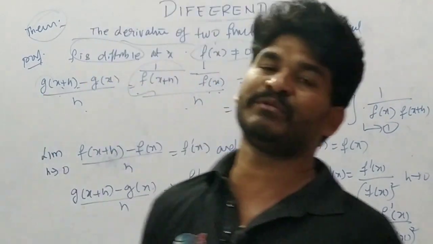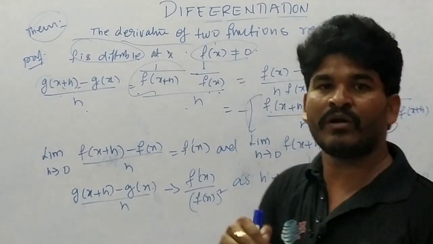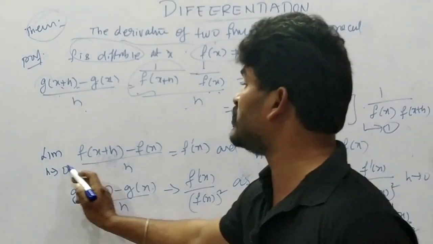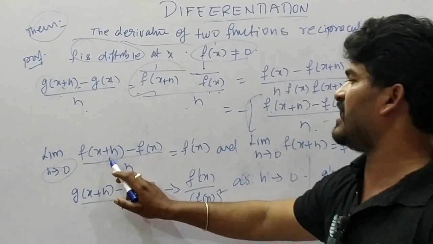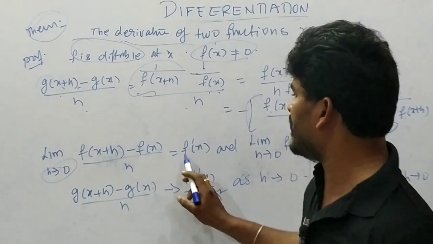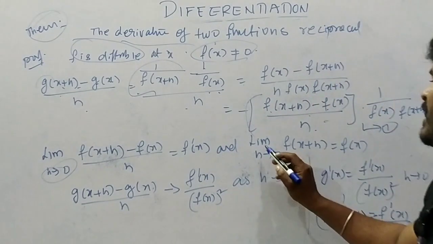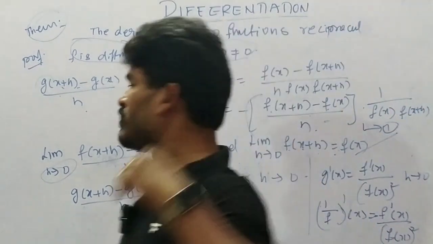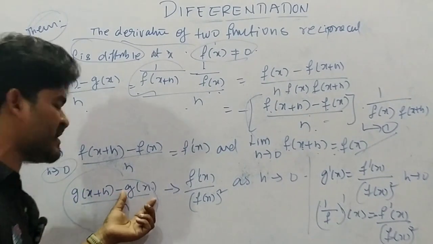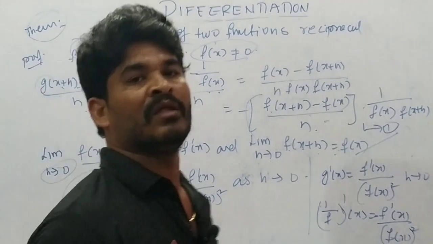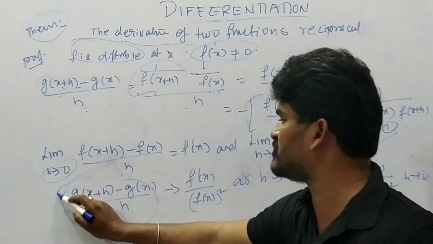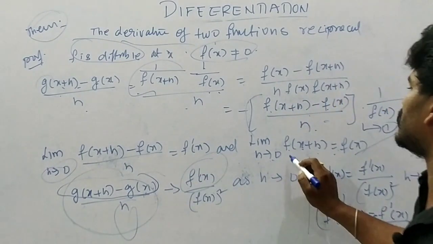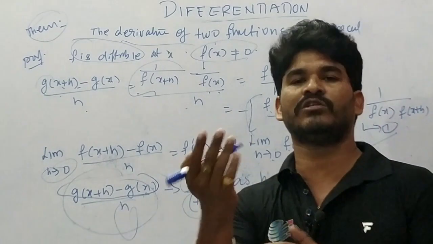Here we take the LCM. Therefore, we apply the limit h tends to 0 to the reciprocal values. The limit of [f(x+h) - f(x)] divided by h equals f'(x), and the limit as h tends to 0 of f(x+h) equals f(x). This is a condition. Therefore, the limit of [g(x+h) - g(x)] divided by h gives f'(x) over f(x) whole square.